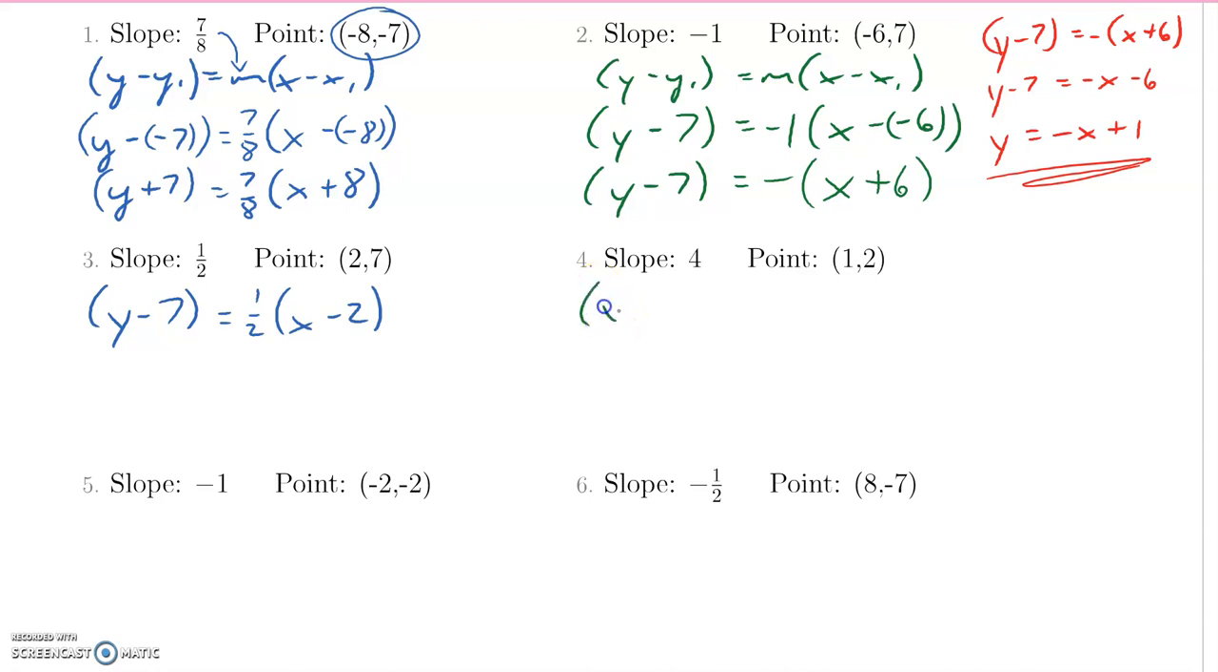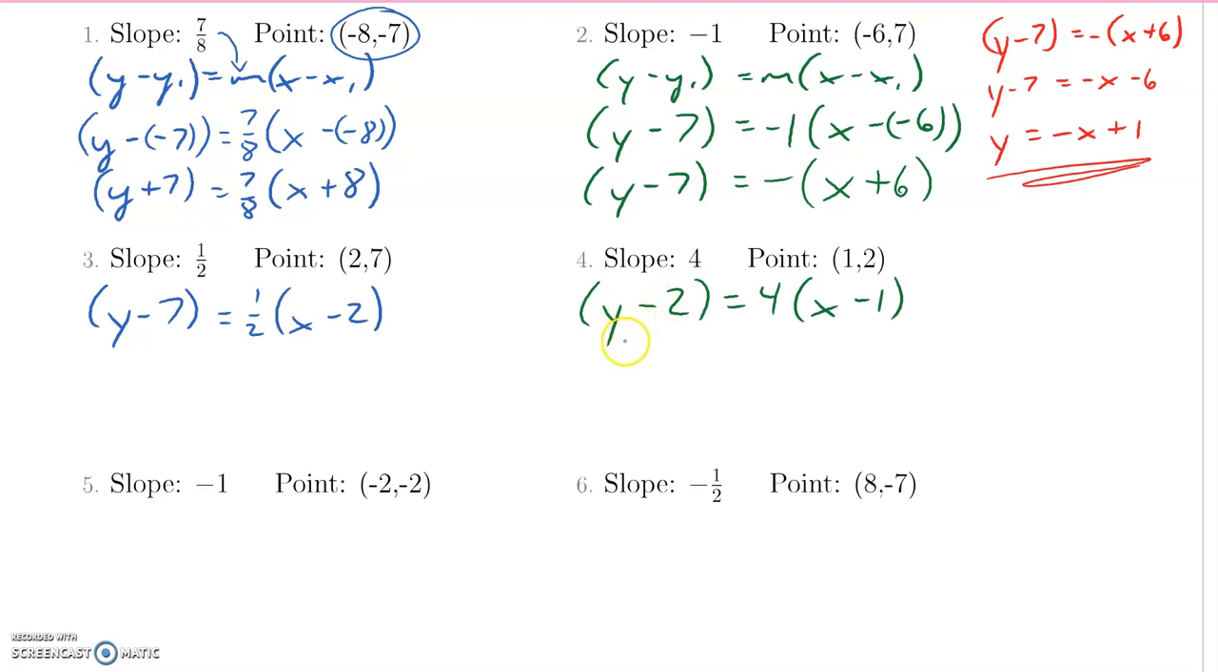Okay, same type of thing. So we got y, take away 2, slope is 4, x, take away 1, everything nice and positive, which makes it easier, and we got this. And we will convert this one into slope-intercept form.